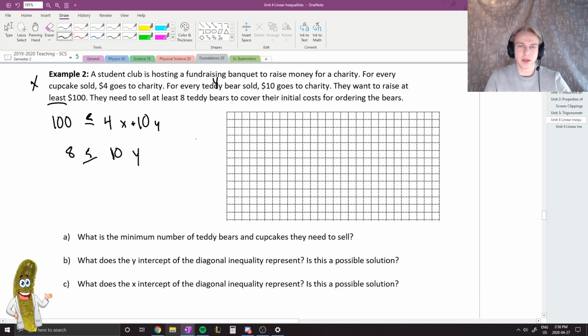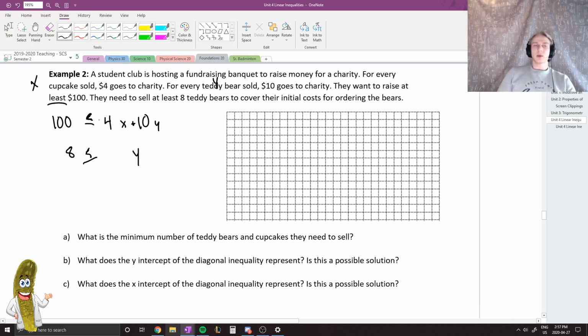The other thing that I want to think about here is I don't really need the dollar value at all. I don't really care that this is $10. I know that I just need to sell 8 teddy bears at the very, very least. And so I agree with this little equation here: 8 is less than or equal to y.